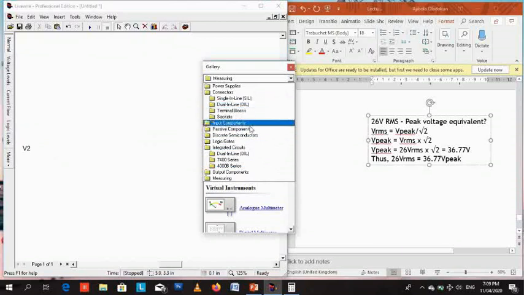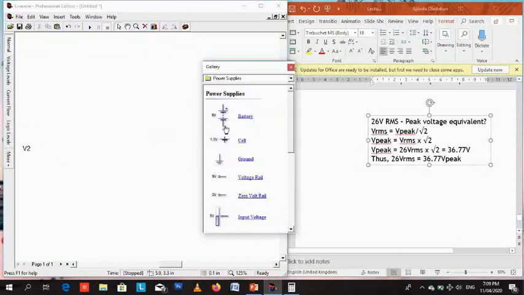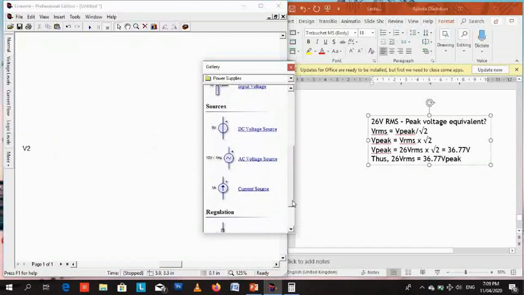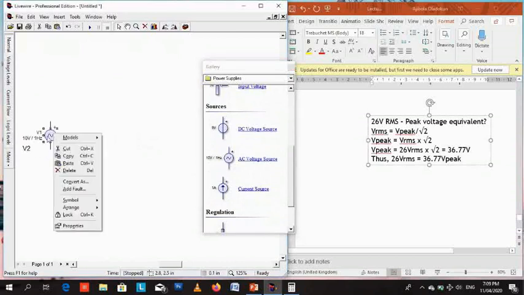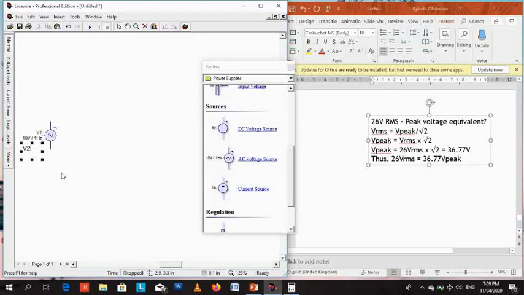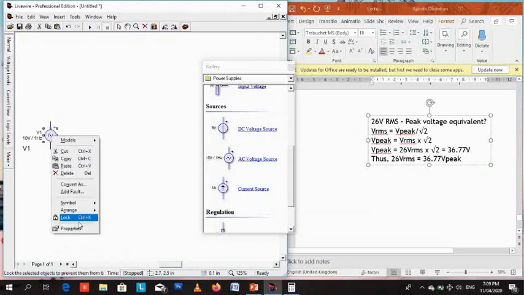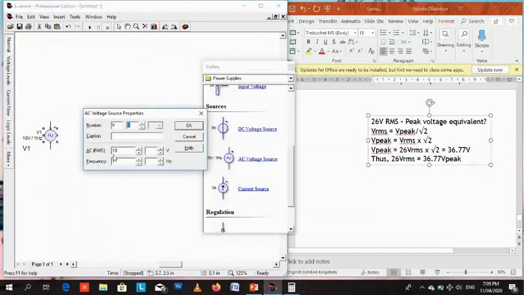Power supply, AC voltage source, drag and place it. Right click, let's change the properties. V1, let's make it V1 so it matches the label. Right click, properties, and the RMS voltage, we can adjust the RMS voltage. There's no option for us to feed in our V peak, so it's the RMS voltage we have to feed. So our RMS voltage is 26 volts.